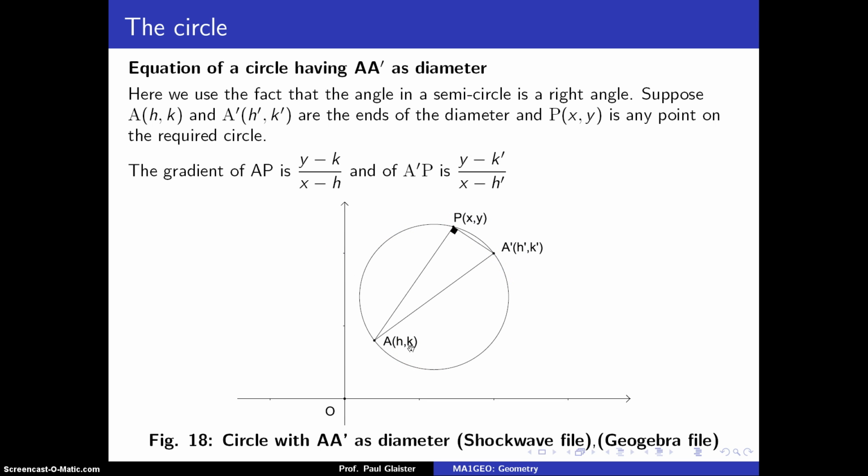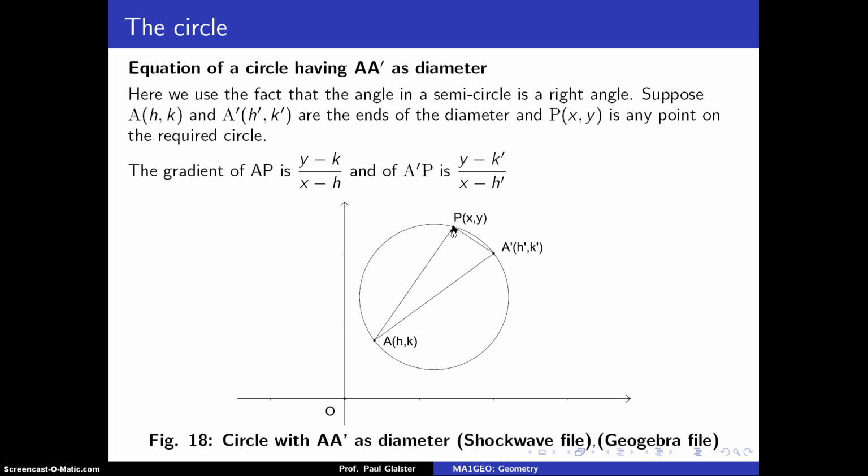the 2 given points A and A dashed, and insist that A dashed is a diameter, then if you take any point on the circle, it subtends a right angle at the diameter. In other words, for any point P, A dashed P and AP are perpendicular.